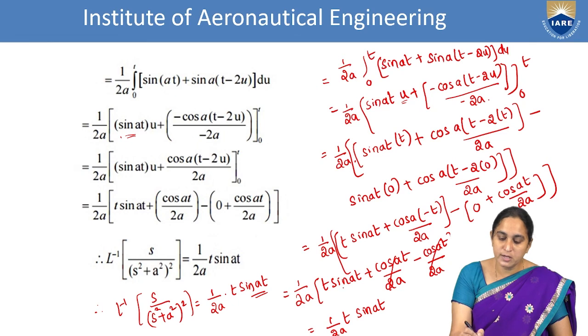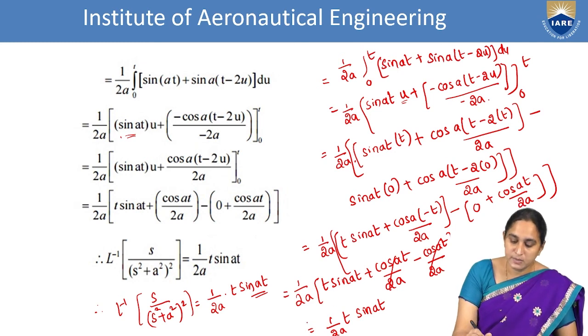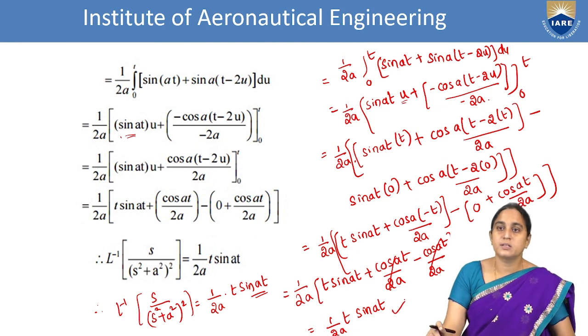That is 1 by 2a into t sin at, cos a of, which is in the form of cos of minus theta. That is cos of minus theta is cos theta. That is cos at by 2a. Minus into plus, minus cos at by 2a. Therefore, both are cancelled. Plus of cos at by 2a and minus cos at by 2a is cancelled. Therefore, the final answer for this is 1 by 2a into t sin at. Okay, this is the final answer for the last question.